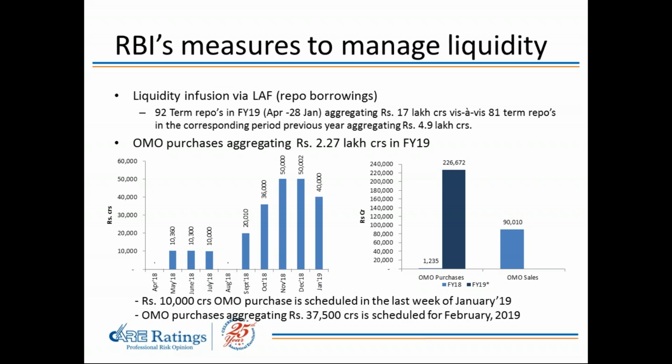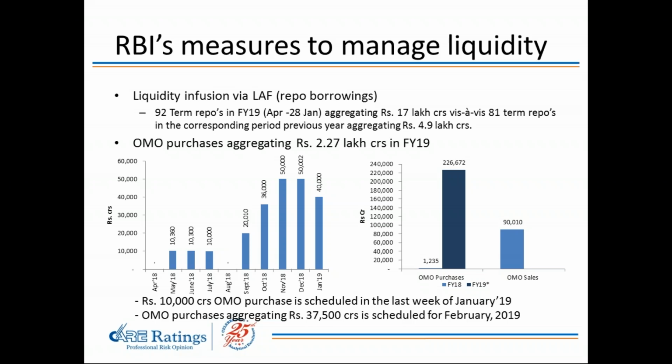Liquidity infusion via liquidity adjustment facility, that is repo borrowings. So far this fiscal, that is during April to Jan, RBI has undertaken 92 term repo auctions worth rupees 17 lakh crores, significantly higher than rupees 4.9 lakh crores infused via 81 term repos in the corresponding period previous year.